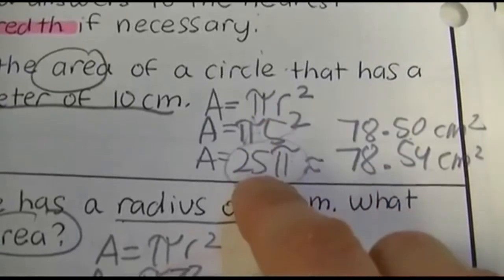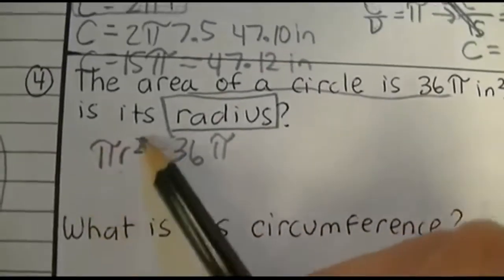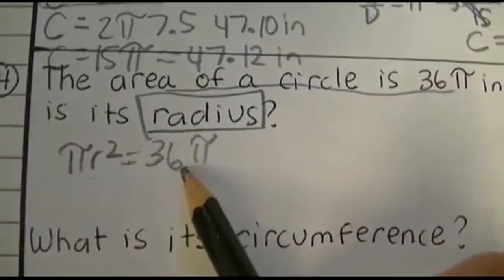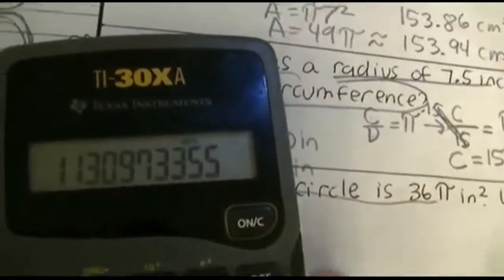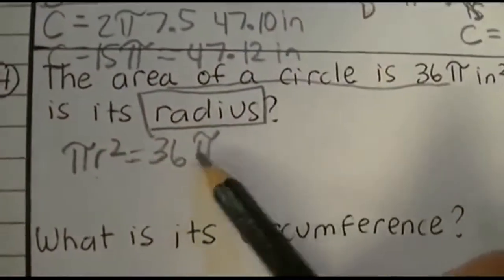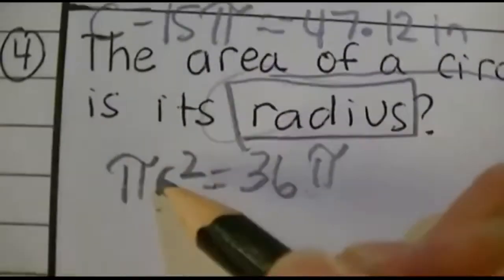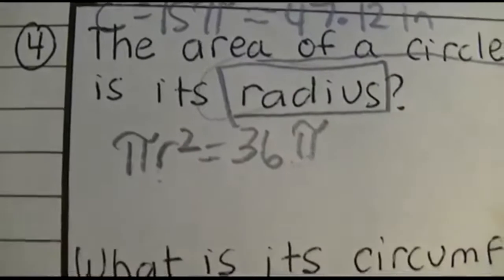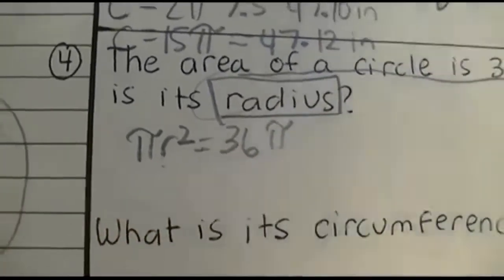Well, pi r squared equals 25 pi, or 78.54 centimeters squared. Here, there's your area formula, and it's going to equal this, okay? Typically, we'd go 36 times pi to get that. But they probably didn't want that repeating decimal and stuff, so they were like, just keep it like this, okay? So anyway, we want to solve for the radius. We want to get the radius all by itself. So here's what we will do. To solve for it, let's start off by dividing both sides by pi.